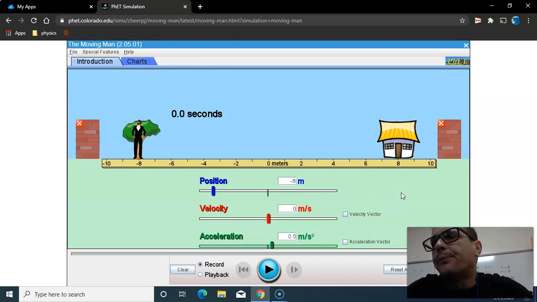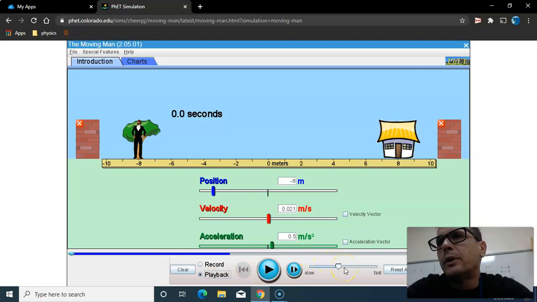And now you click play and you try to stop the guy every half a second. If you use the playback option it's easier, so you could see what's happening. You pause it after the house and then you click the playback button and you start collecting the data.